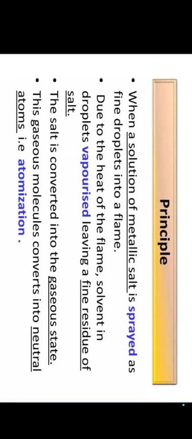Flame photometry is mainly helpful for the determination of elements and metals. It is based on the main principle of emission spectroscopy, where excited atoms return to the ground state.